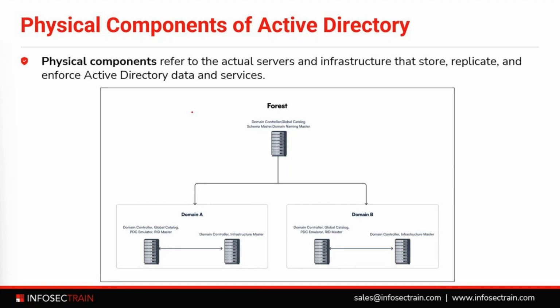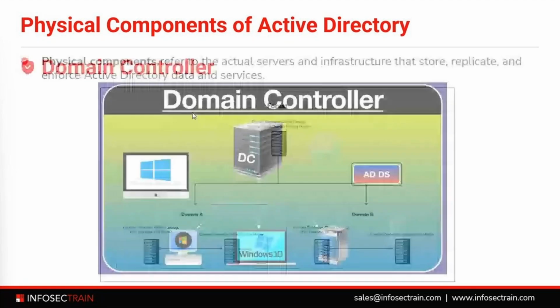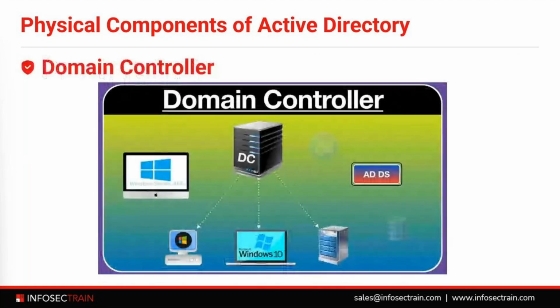So the very first physical component that we have is the domain controller. What is a domain controller? A domain controller is a computer that runs a Windows Server operating system, and it holds the Active Directory domain services role. It can be either a physical server or a virtual server, right? The domain controller is the server responsible for authenticating the user, managing the security policies, and handling the directory services within the Windows based network, right?